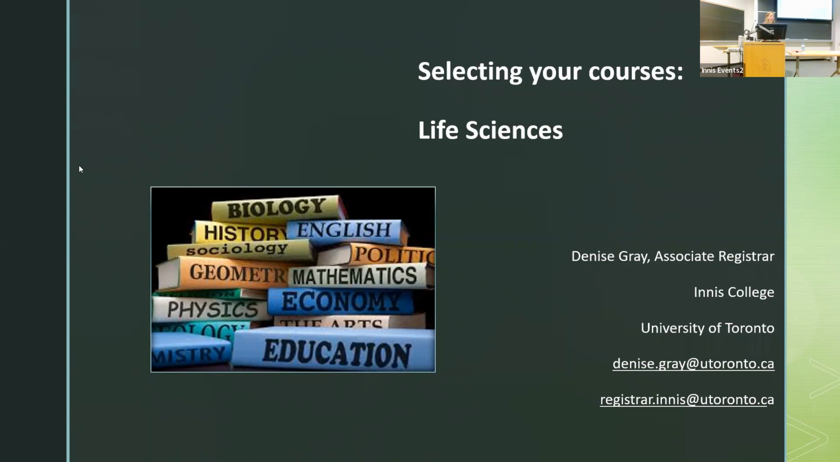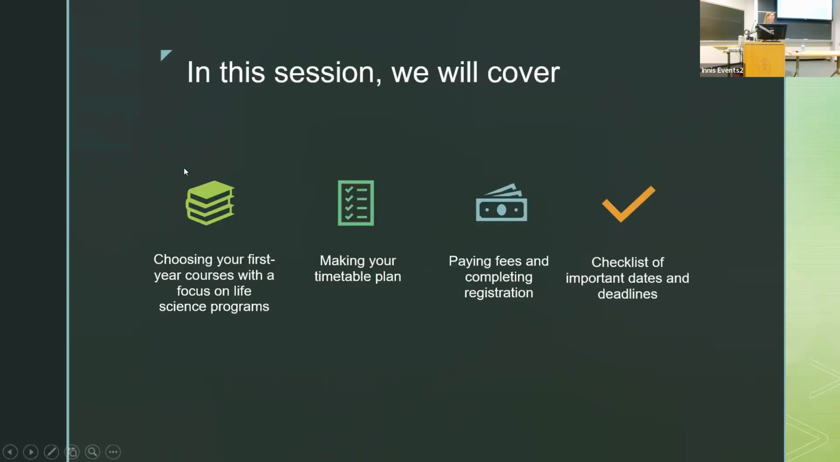So in this session, we're going to cover choosing your first year courses, really from the academic calendar, which we were just talking about, with a focus in the life sciences. Making your timetable plan using the timetable builder, completing your registration by paying your fees, and then including a checklist of important dates and deadlines. And we'll hope to be able to get it all done in 50 minutes or so.